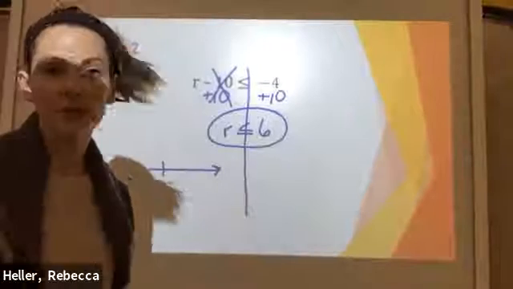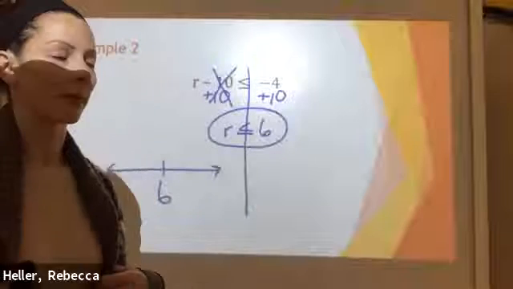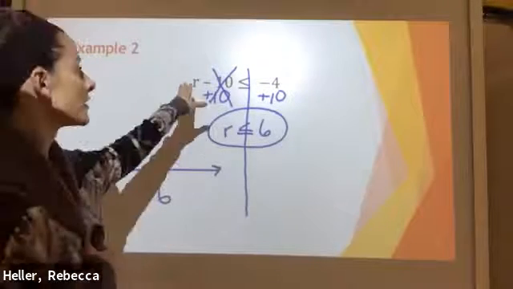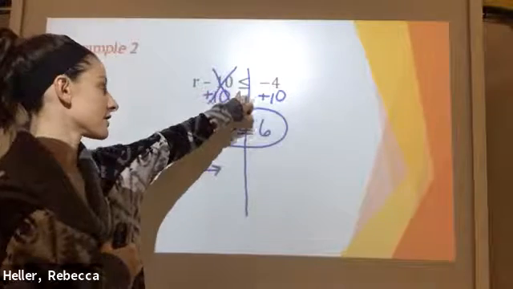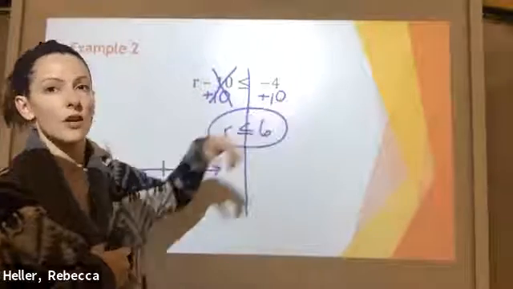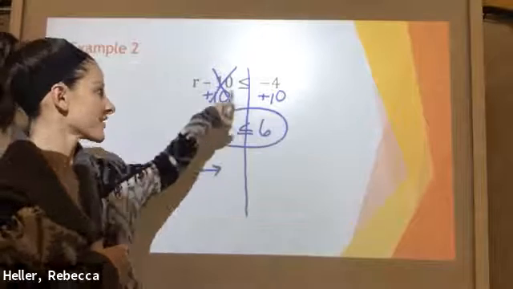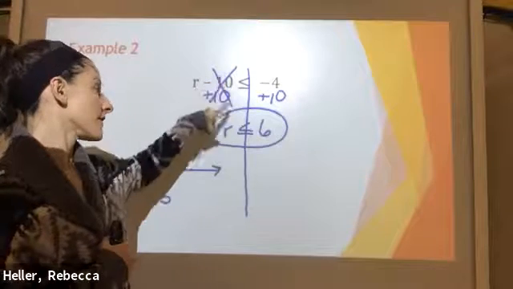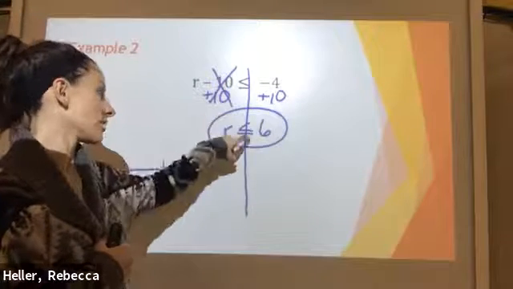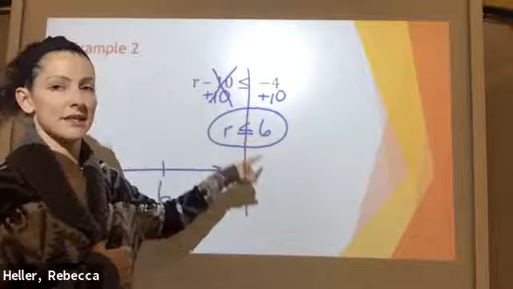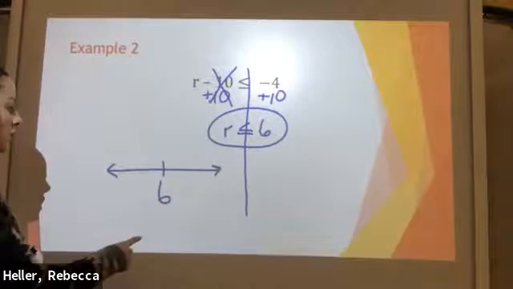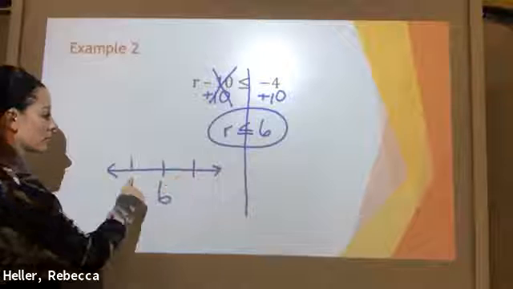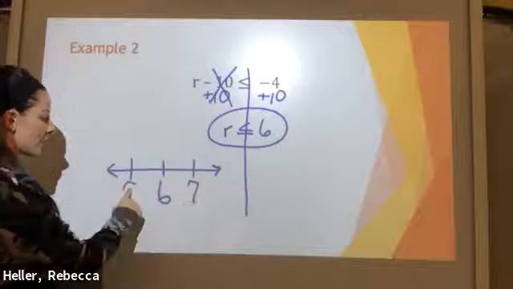Okay, so let me just repeat myself for this first example. To get r minus 10 is less than or equal to -4, you're going to add 10 to both sides. The 10s will cross out. You get r is less than or equal to 6. -4 plus 10 is 6. And then to graph it, put a 6 in the middle, one bigger, one less.